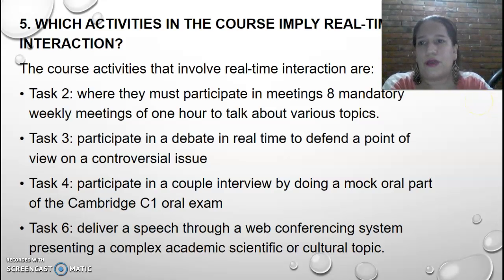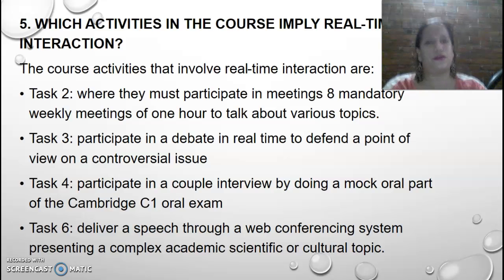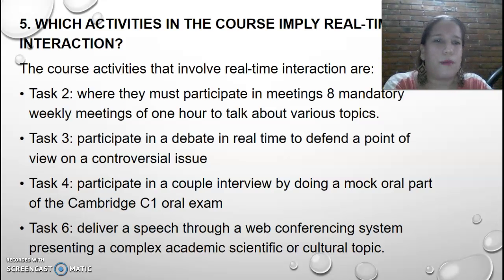5. Which activities in the course imply real-time interaction? The activities in the English conversation course that involve real-time interaction are task 2, where they must participate in a mandatory weekly meeting of 1 hour to talk about various topics.